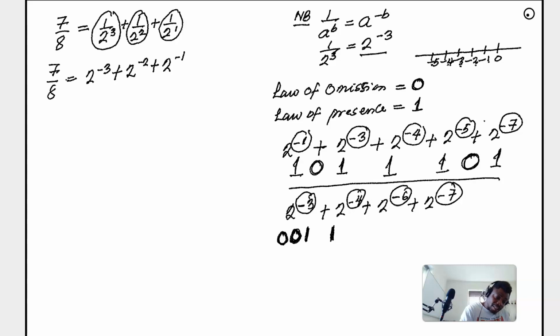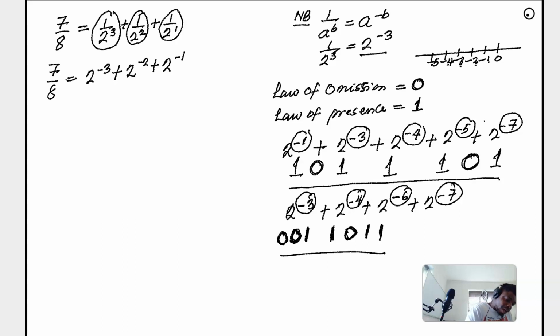After minus 4 is minus 5. Is minus 5 present here? No, because this is minus 6, so minus 5 is absent. After minus 5 is minus 6. Is minus 6 present here? Yes, so I use 1. So after minus 6 is minus 7. Is minus 7 present here? Yes, I use 1. So this is it. So now, you know how the concept works now, okay?